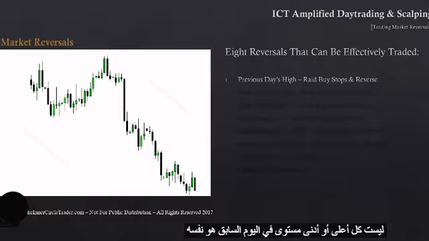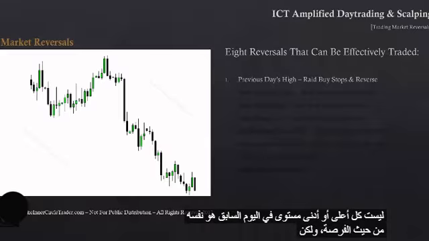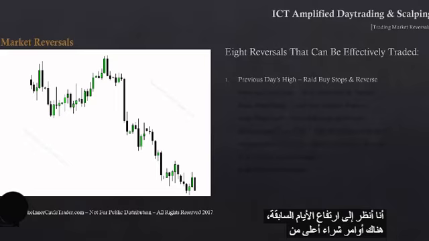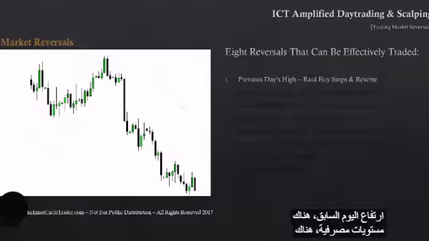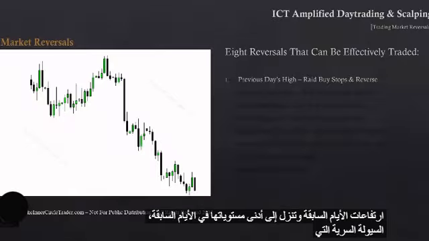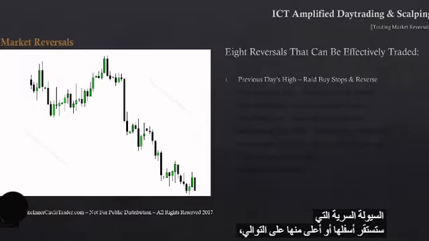Not every previous day's high or low is the same in terms of an opportunity, but there's a criteria that I look for when I'm looking at the previous day's high. There's buy stops above that previous day's high. There's banking levels, there's intraday algorithms that go up to those previous day's highs and down to those previous day's lows to seek liquidity that would be resting below or above it, respectively.